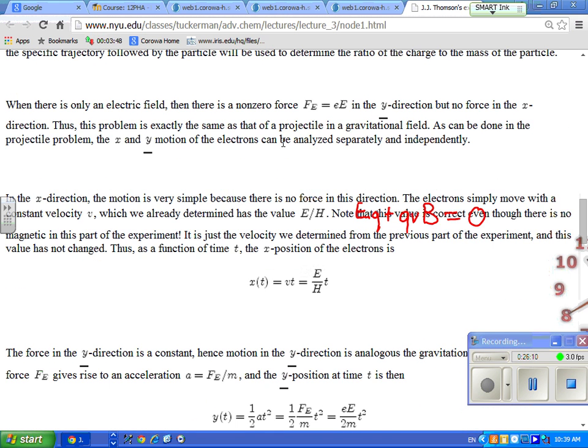Now, note something that is said which is very important here, and this has happened in the HSC before. This statement here: this problem is exactly the same as that of a projectile in a gravitational field. That is why some of the questions in the HSC are related to this. They fire an electron into an electric field which exerts a constant acceleration downwards on it. It follows a projectile path and you use your projectile equations to solve it.